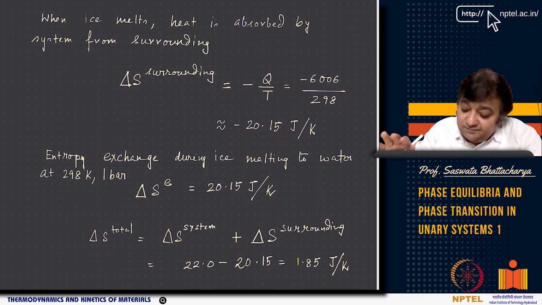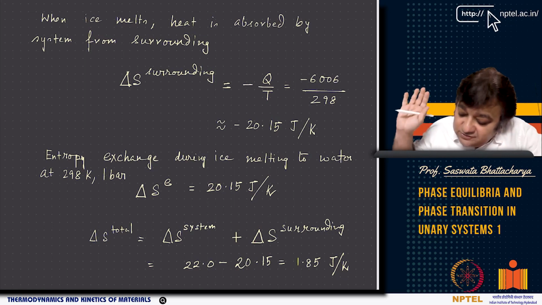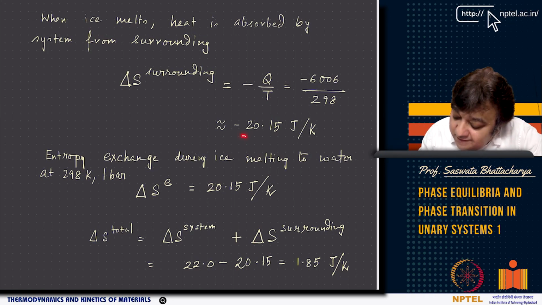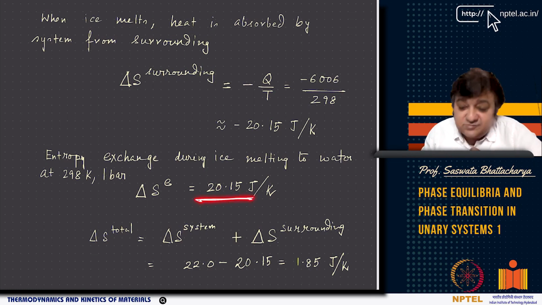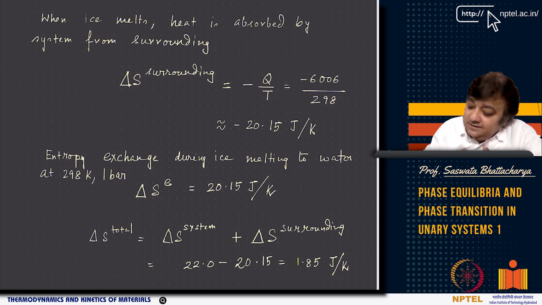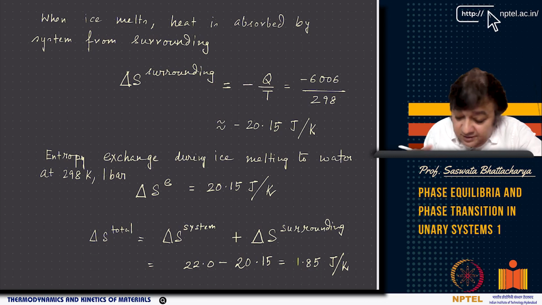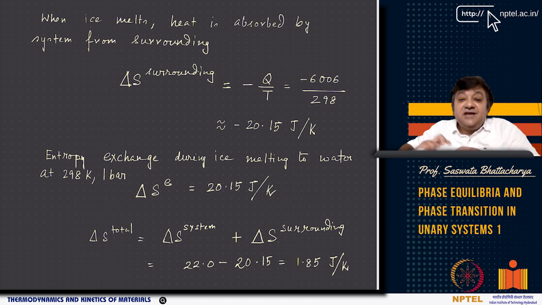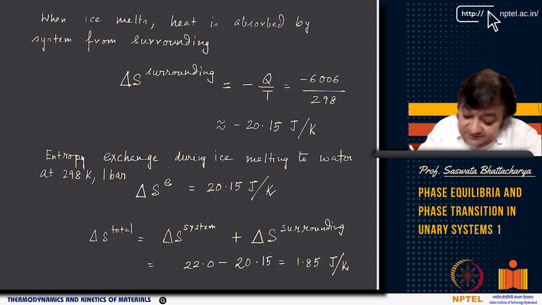system, right. So the entropy of the surrounding goes down, but it goes down by minus 20.15. But the amount of heat, that entropy exchange that is required for ice melting to water, is basically plus 20.15 joules per Kelvin, right. So the entropy exchange during ice melting to water, right. So basically you are producing entropy, and there is a change in entropy, but the change in entropy is positive.